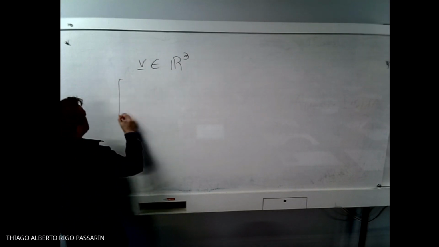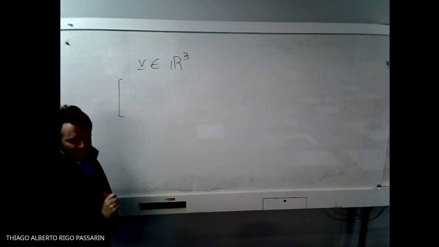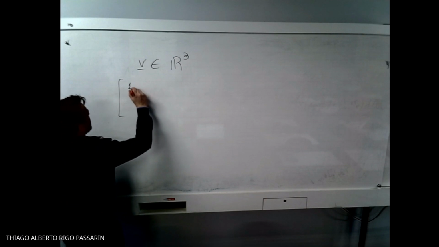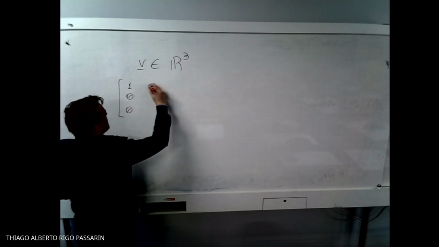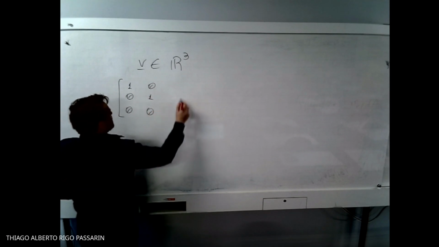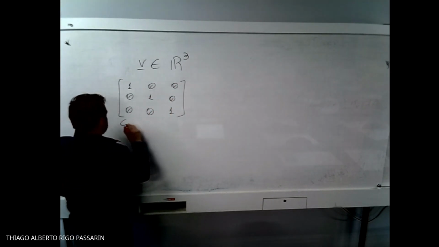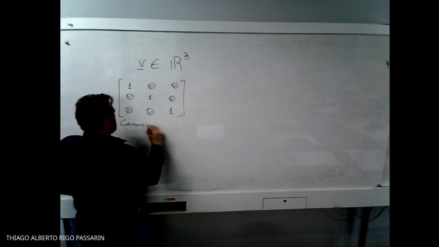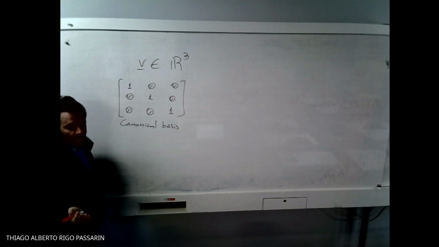One example we call the canonical basis. How is the canonical basis for R3? 1, 0, 0. This is one of the vectors. The second one is this. The third one is this. This is the canonical basis. There are other options.